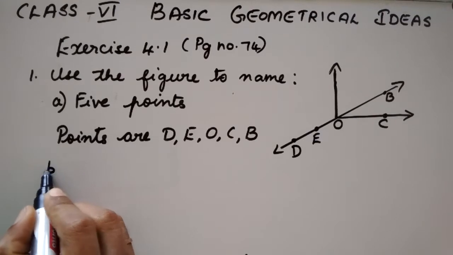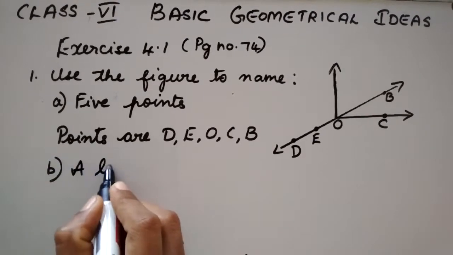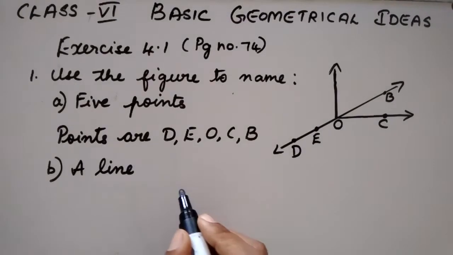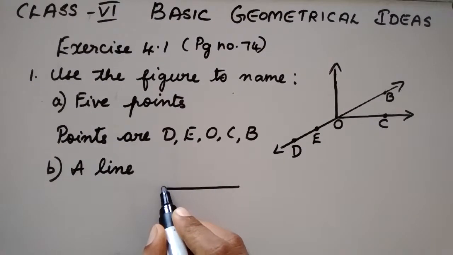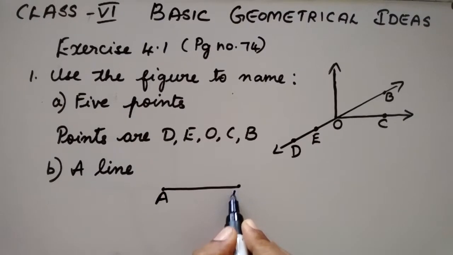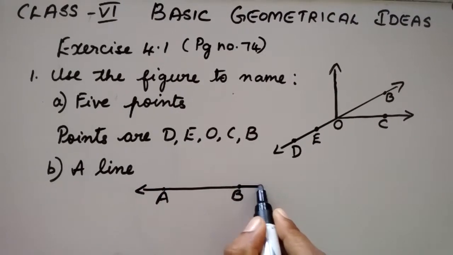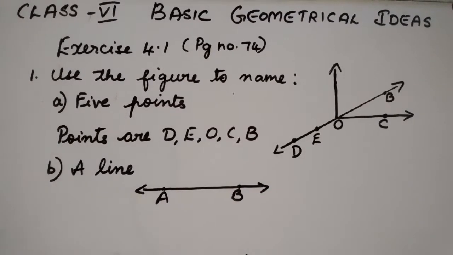Next, B, a line. What is a line? There are no fixed points in a line. Suppose I have a line segment with fixed points A and B. If I extend these points in both the directions, then it becomes a line.